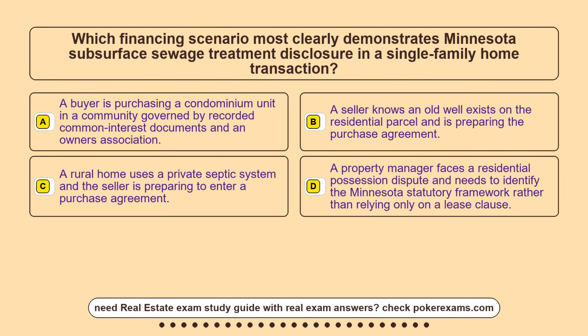Option B. A seller knows an old well exists on the residential parcel and is preparing the purchase agreement. Option C. A rural home uses a private septic system and the seller is preparing to enter a purchase agreement. Option D. A property manager faces a residential possession dispute and needs to identify the Minnesota statutory framework rather than relying only on a lease clause.